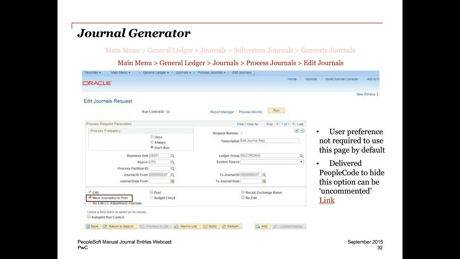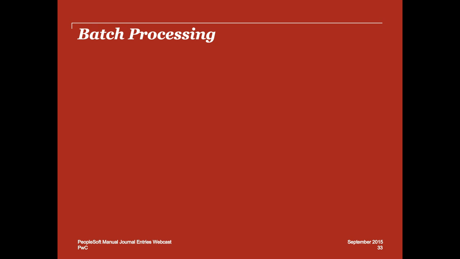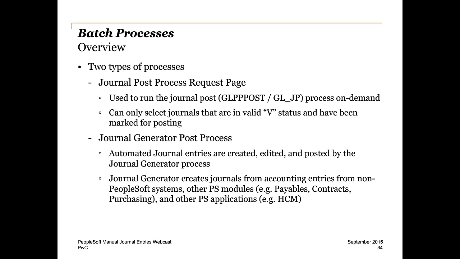When we talk about batch processing in PeopleSoft, there's a couple of different distinctions to make here. As part of the journal entry screen, you have the ability to run the post process. You can queue up the post process. And the run control behind that is noted in the top bullet section here, the GLPP post and the GLJP, I believe is what it's called in 9.2.